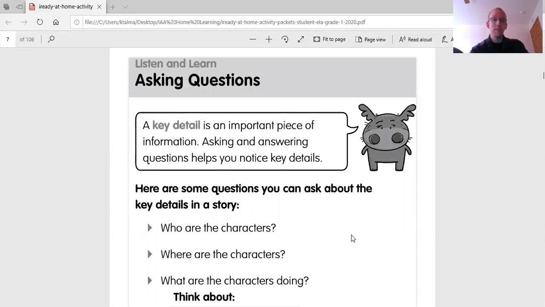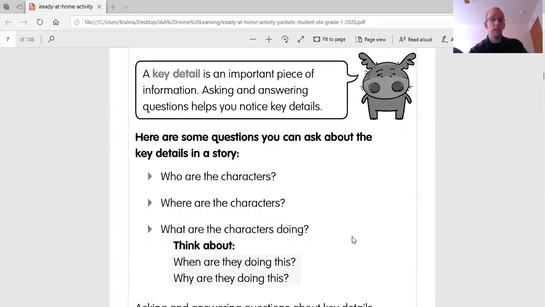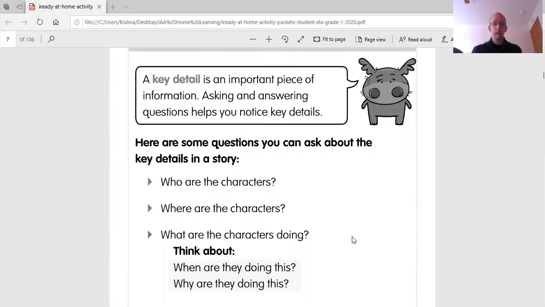So, some questions that you can ask yourself about the key details in a story include: who are the characters? Where are the characters? What are the characters doing? You might even think about when are they doing this, or why are they doing this? So let's go one question at a time, starting with who are the characters?